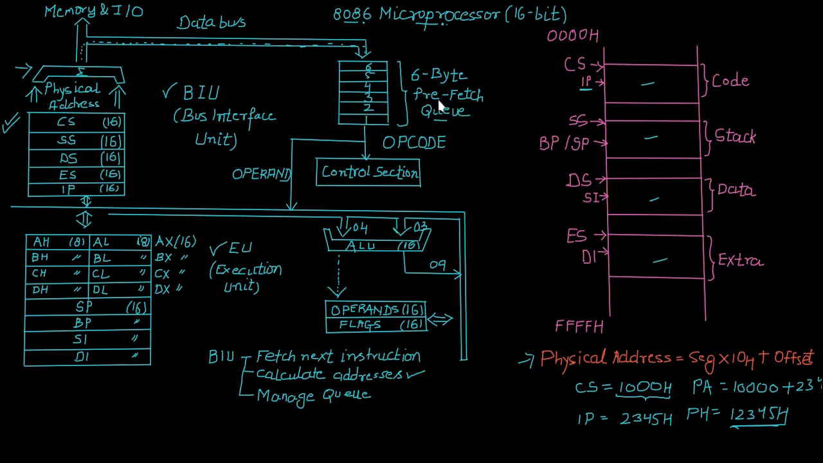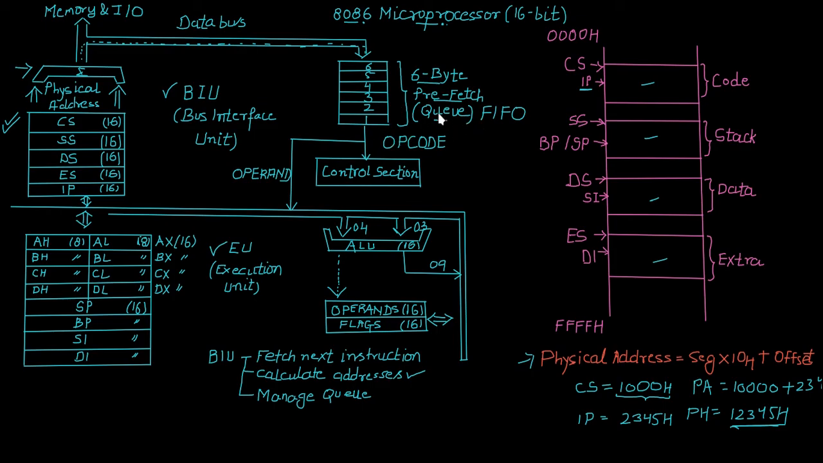Now to understand what is prefetch queue, the 6-byte prefetch queue, we will first have to understand the queue. What exactly is a queue? So a queue follows a FIFO manner, which means first in first out. So the first instruction that will get inside this queue will get out of this queue first. So that's why we're using a queue.